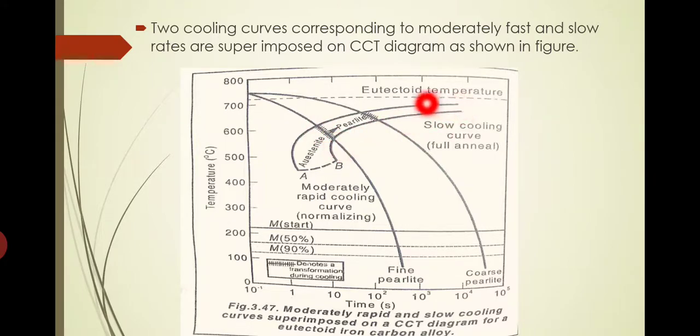This is actually the CCT curve. This is not the TTT diagram. This one is the CCT. The shape of this CCT curve is like this. In the TTT diagram we were having a lower portion also, but here the CCT diagram terminates at this point. At the nose the CCT diagram is terminated. I will explain later why it is terminated here. There is no lower portion for the CCT diagram. So this much is enough.